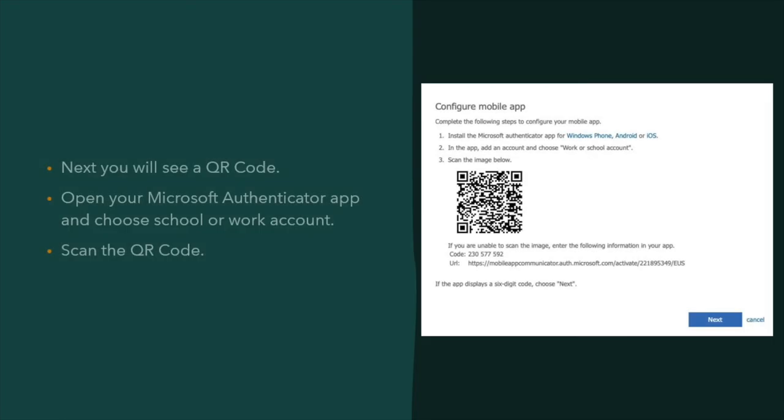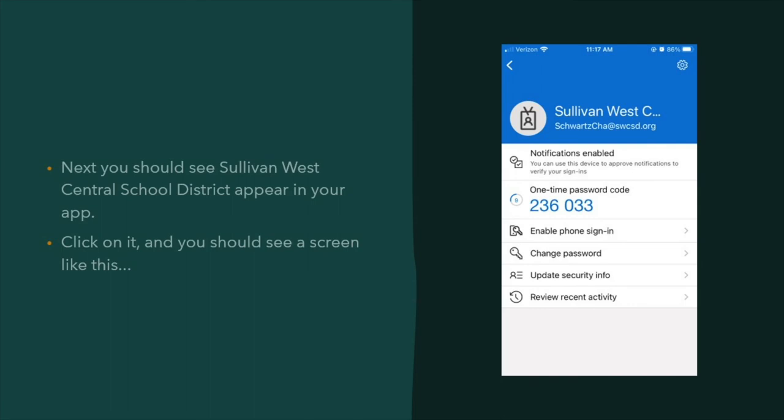By now, you should see a QR code. Now open your Microsoft Authenticator app on your phone, choose School or Work Account, and scan the code that's on your computer or laptop screen. If the QR code scan was successful, you should see this screen with the Sullivan West Central School District appear, along with a one-time passcode and a few other options.